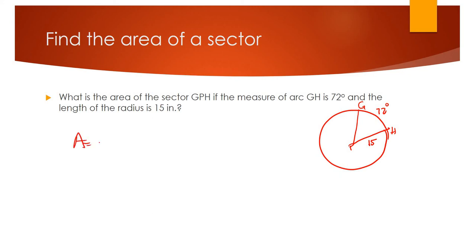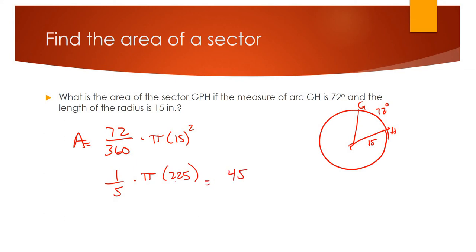So using my formula for the area of a sector, it's the portion of the circle, 72 360ths, times the entire area, which is pi r squared. 72 360ths can simplify to 1 over 5 times pi times 225, the square of 15. And 5 goes into 225 45 times, so I can just simplify that to 45 pi. All right, so sometimes drawing the picture helps. If you don't need it, that's fine.